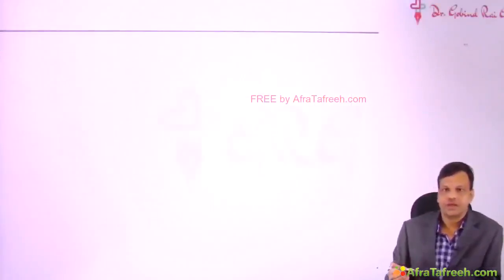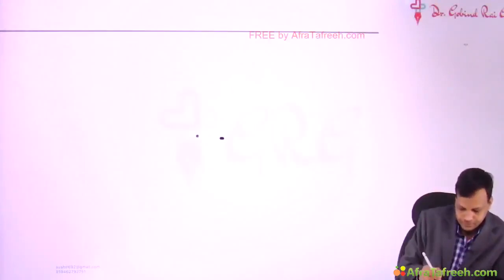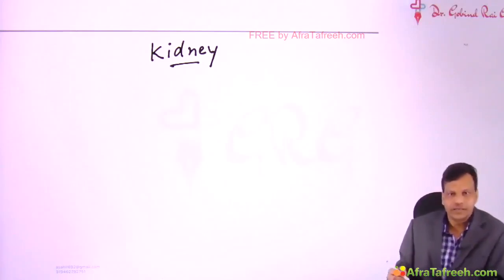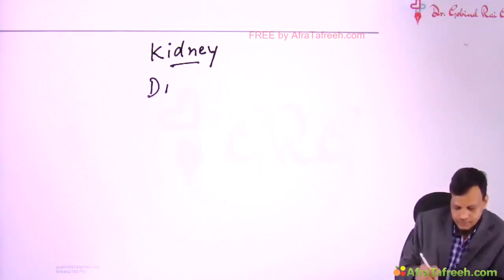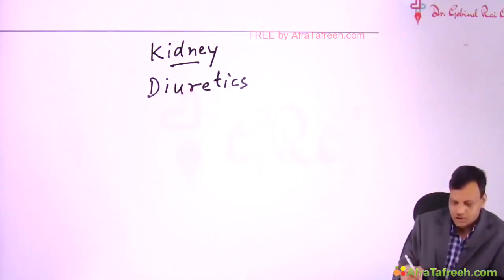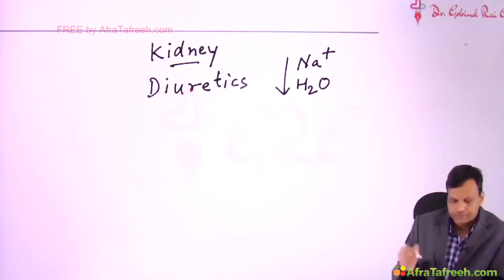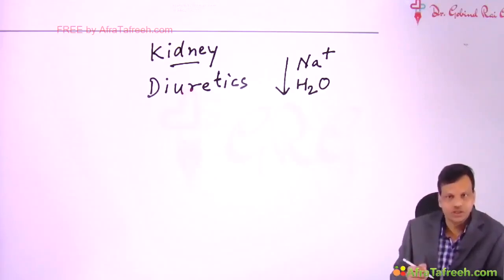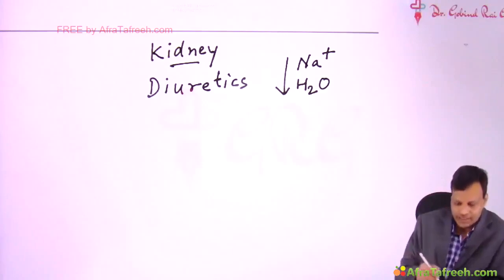Hello friends, our topic now is kidney. The main group of drugs which act on kidney are diuretics. Diuretics are the substances which cause loss of sodium and water in the urine. If a drug causes excretion of only water in the urine, it is called an aquaretic.